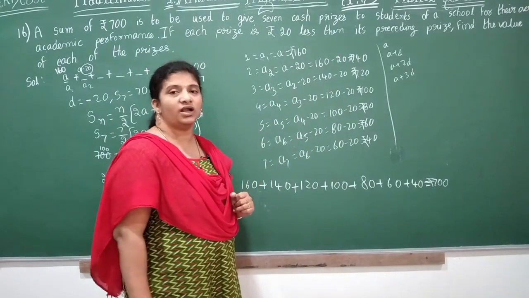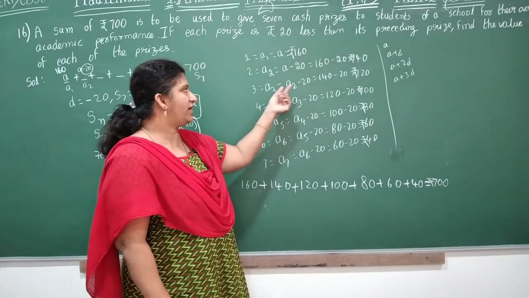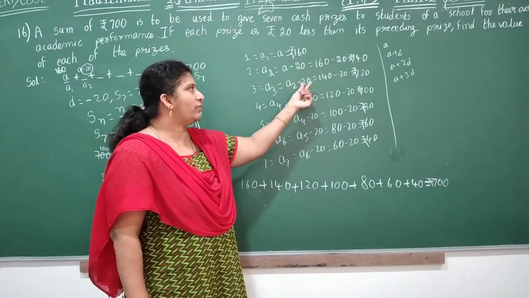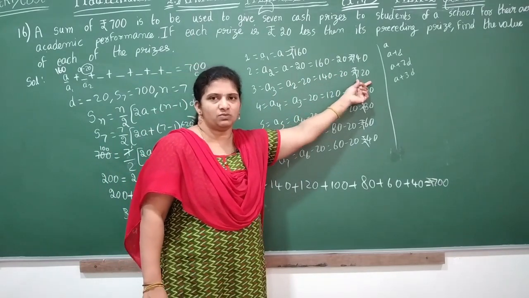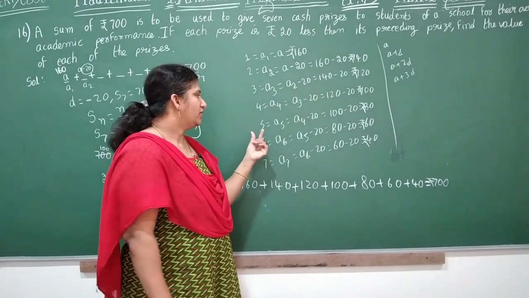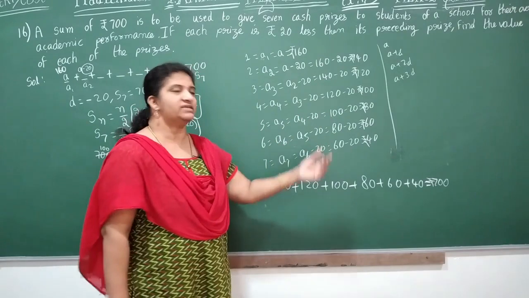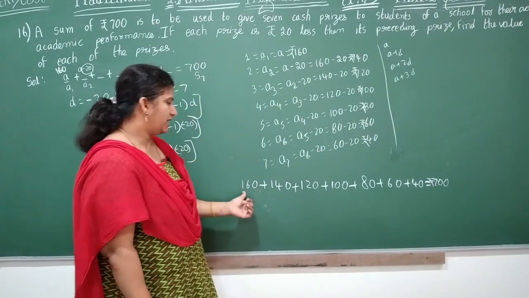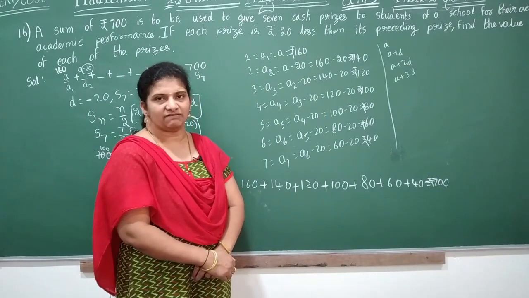Again coming to the third prize. Before prize reduced by 20. Before prize is the second prize. A2 minus 20. 140 minus 20 will be rupees 120. Similarly, fourth prize 100, fifth prize 80, sixth prize 60, seventh prize 40. So finally, the sum of all these prizes is equal to rupees 700.